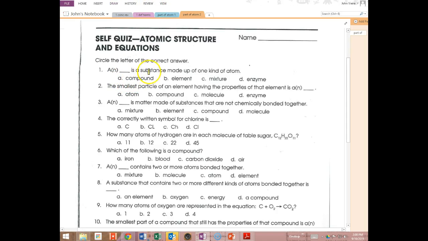A pure substance is made up of one type of atom, an element. The smallest particle of an element having the properties of that element is an atom. If they're not chemically bonded together, we just call them a mixture.